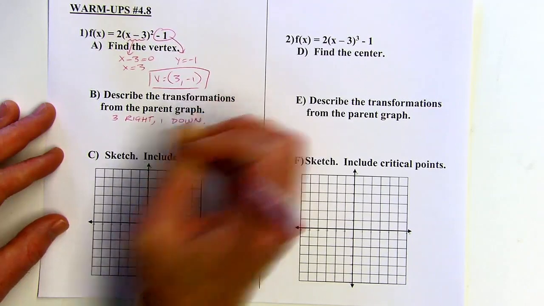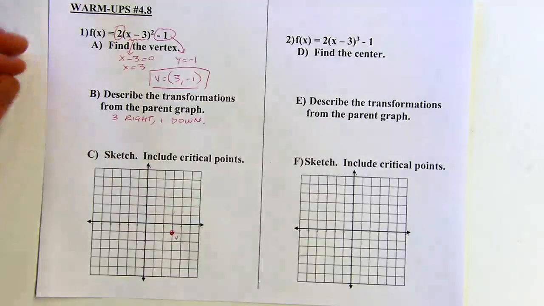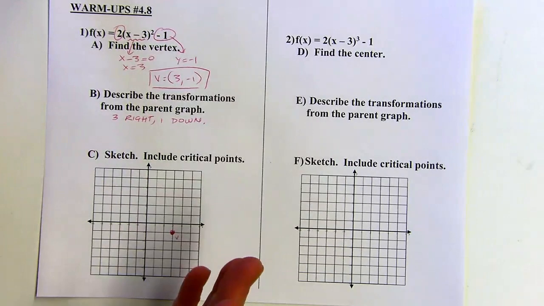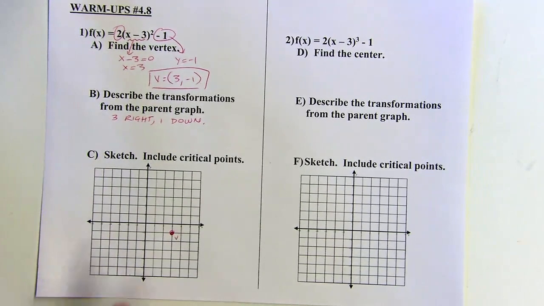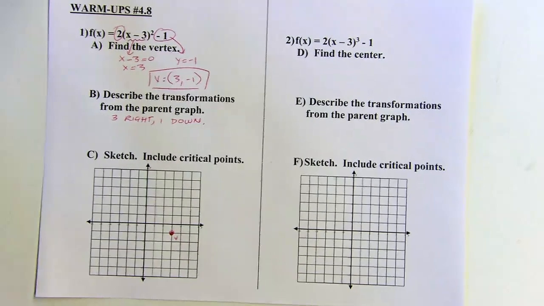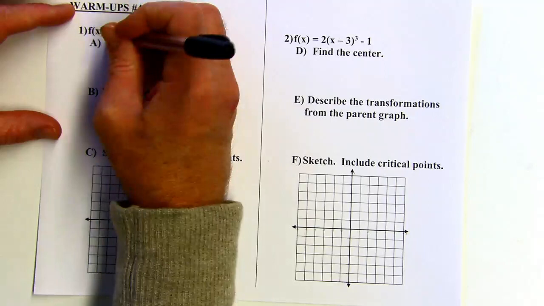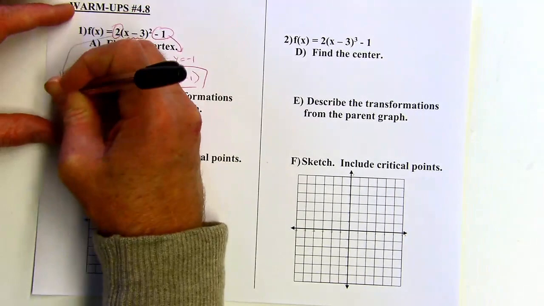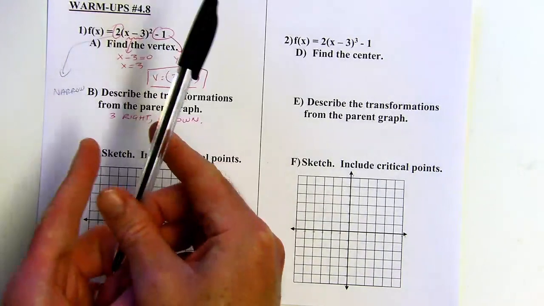Okay, but then we've also got this 2. So this is going to give me either a stretch or compression, or you can say shrink instead of compression. So a stretch or a shrink, however you want to say it. Okay, so the way I think about this, I know that this 2 is going to make my graph narrow. It's going to make my parabola look narrower.